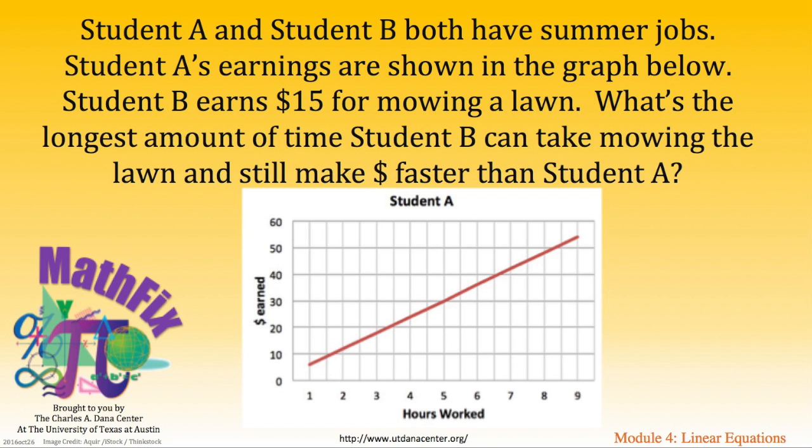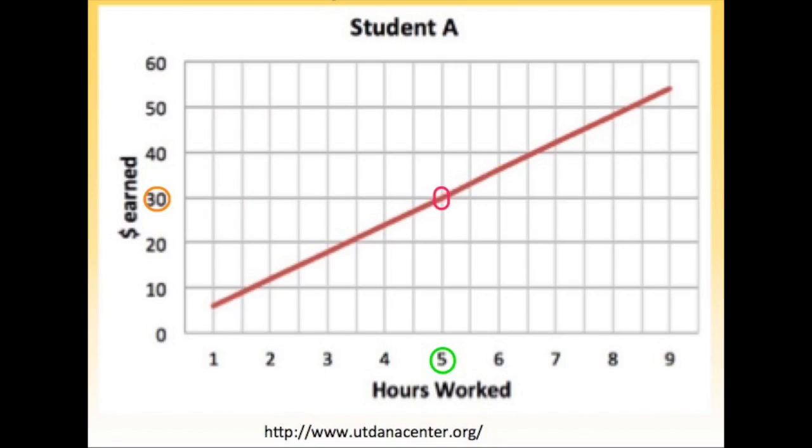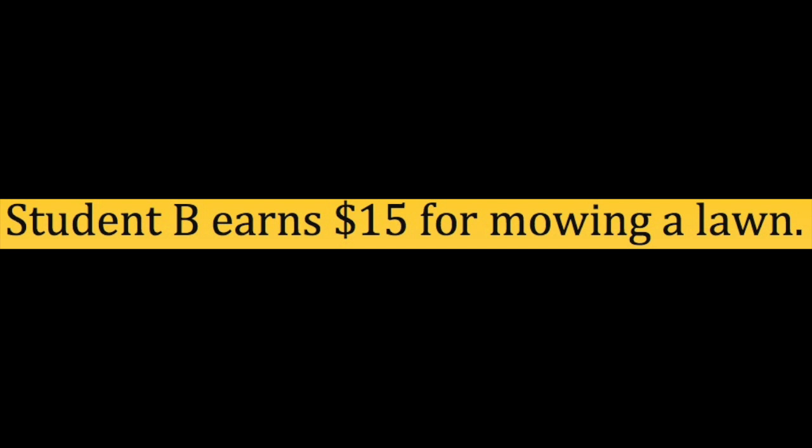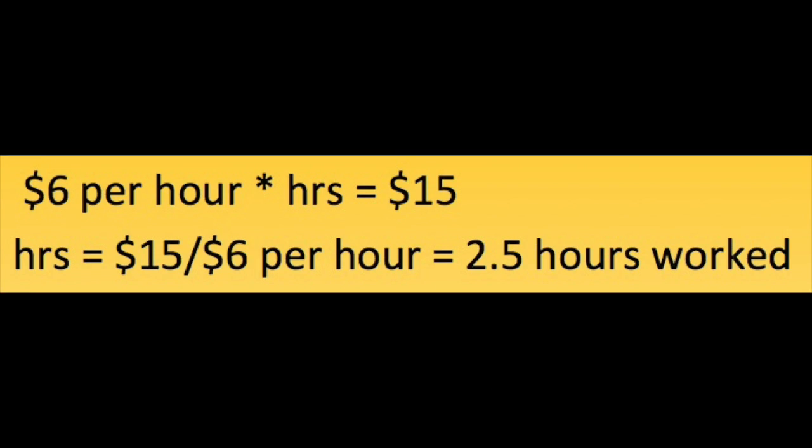We must evaluate what is the slowest pace student B can work at and still make more money per hour than student A. According to the graph, student A makes $6 an hour. Student B, however, gets $15 per lawn. We next see that if we worked 6 times some number of hours and get $15, then our rate must be 2.5 hours for that $15. So if student B can mow a lawn in less than 2.5 hours, they will maintain a rate of earning money faster than student A.